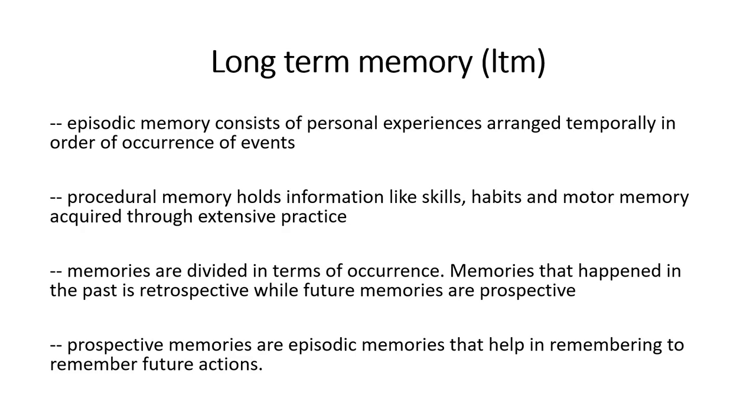Now, memories are divided in terms of occurrences. Memories that happened in the past are called retrospective, and the ones which are going to happen in future are called prospective. So, memories about your 12th class farewell are retrospective, but the memory about you taking a medicine at 6 p.m. today is future memory. Or memories about those events that you have to do in the evening today are prospective memories. So, memories then have a retrospective and a prospective differentiation.